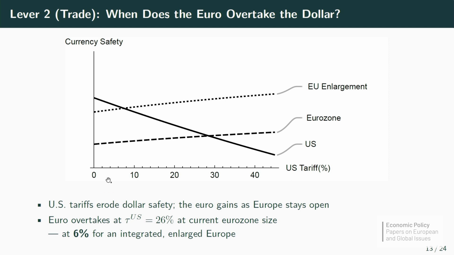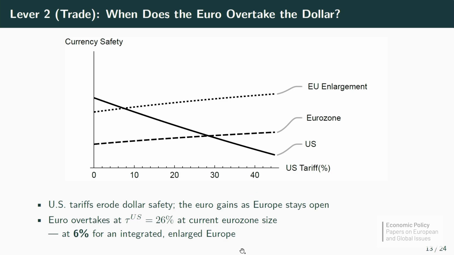All right. And what you can see here, if you look at this thick black line, is that as the US imposes more and more tariffs, its currency is being viewed as less and less safe. US tariffs erode dollar safety. And as long as the Eurozone stays open, the euro is going to gain in safety as a consequence of that. As the Eurozone currently stands, our model forecast predicts that basically the euro overtakes the dollar if US tariffs hit something like 26%. Right? That's at the current Eurozone state.